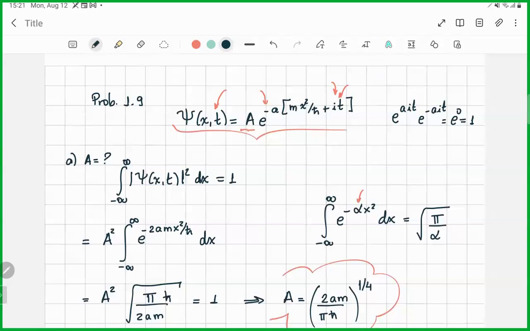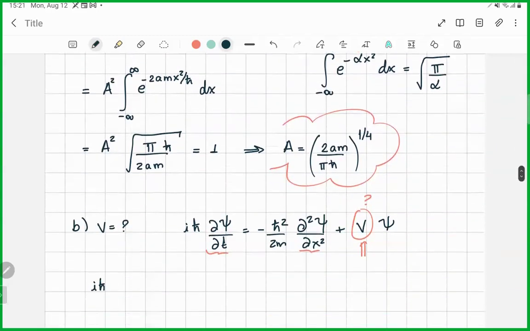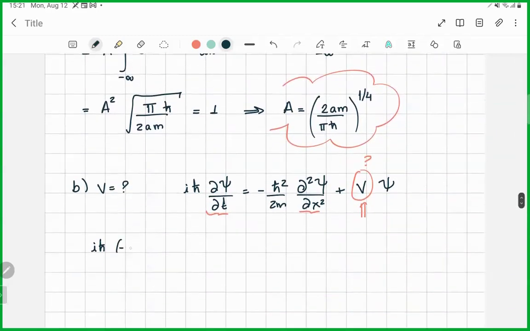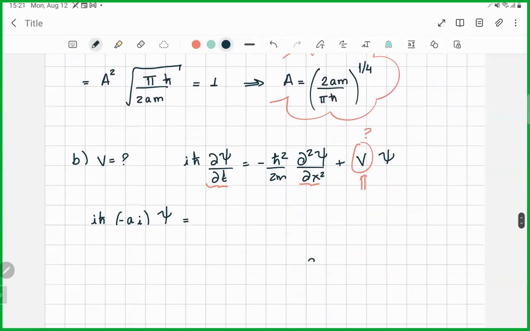So if we do this derivative in time, we have minus little a I, right? And the rest of the wave function just survives as it is. Okay, now, so this is the first term. Now, the second term involves a second order derivative. So let's do this on the side. The first derivative, what does it give us?